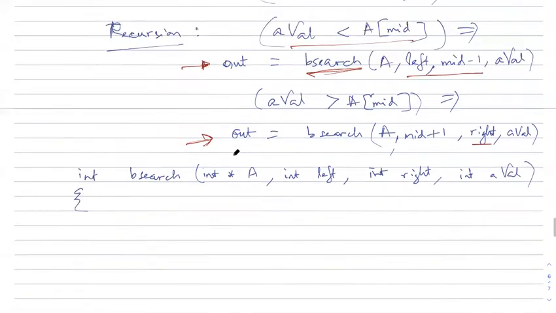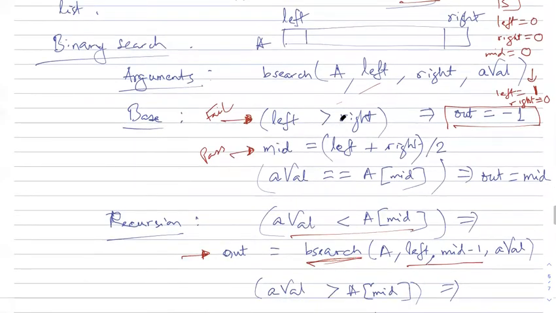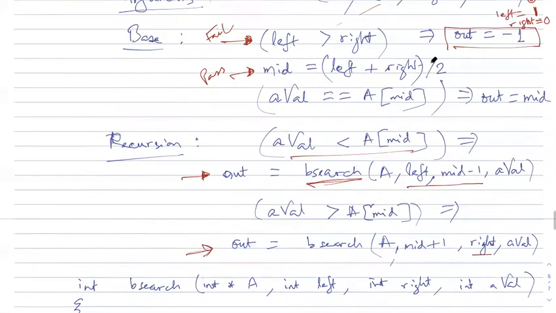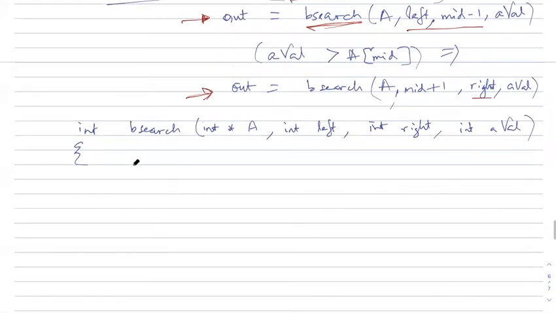So what is the first thing we should be doing? We should apply the base condition. So what is that? If left is greater than right, then return -1. That's the first base condition.